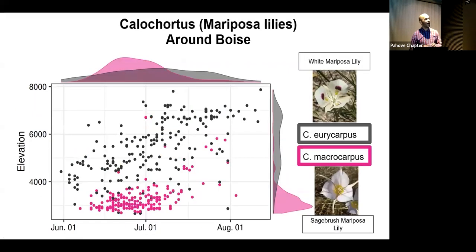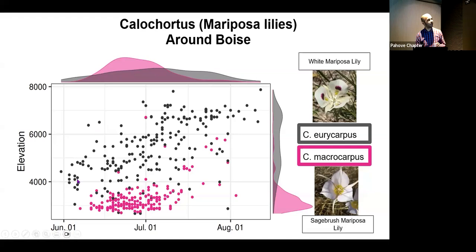Let's see. Another really common one are the two Calochortus, the Mariposa lilies we have around Boise. So we have the sagebrush Mariposa lily, which is a bit lower, and then the white Mariposa lily, which is up in the hills. So I've seen them separate. I've never actually seen them grow together or near each other, although I'm sure it happens occasionally.